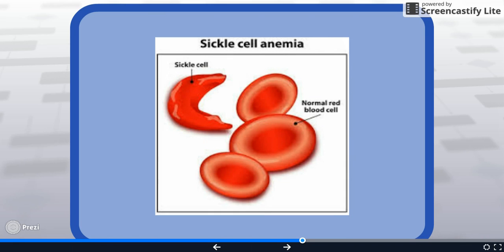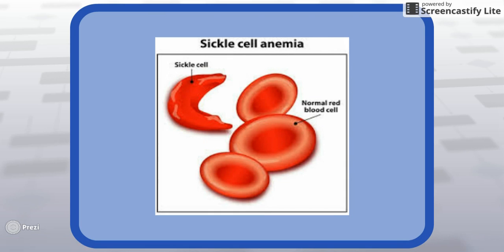Now, let's talk about sickle cell anemia. Sickle cell anemia is a genetic disease in humans that is caused by an autosomal recessive gene and is fatal in the homozygous condition if untreated. It is caused by an alteration in the amino acid sequence of the beta chain of globin.